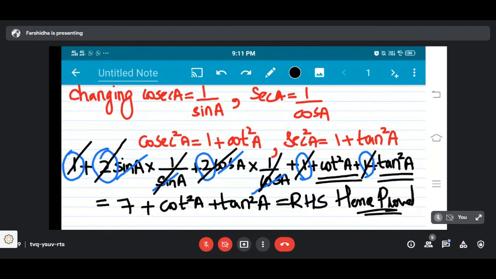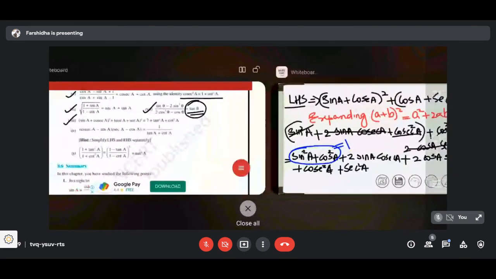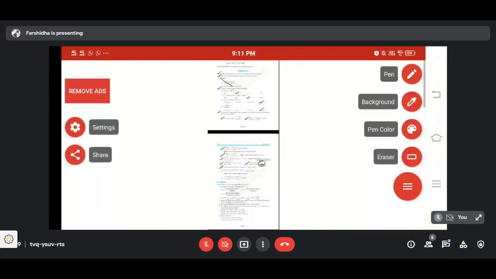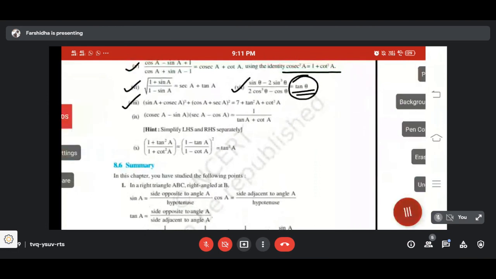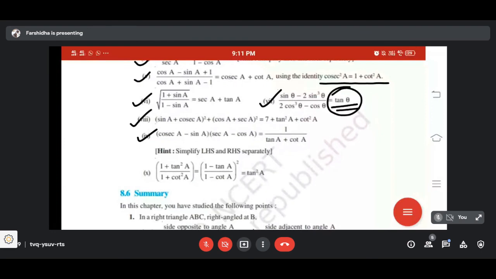So we'll move to the next question. Question number 9. Ninth one, cosec A minus sin A into sec A minus cos A equal to 1 by tan A plus cot A. So here first we'll simplify LHS side and then we'll simplify RHS side. Finally, we'll see whether LHS equal to RHS or not.